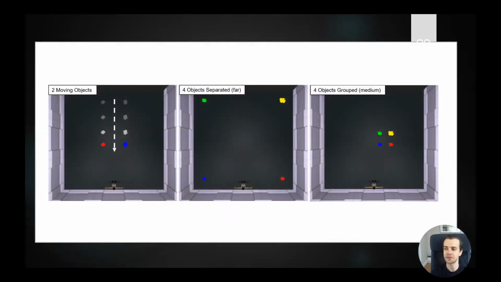So here we can see our three conditions. On the left, the two moving objects. On the middle, the four objects separated in what we call the far distance from the center. And on the right, four objects grouped together in what we call the medium distance from the observer. It's important to note that we opted not to use raycast as a selection tool to avoid confounding, and rather we asked the participant to tell the color of the object they wanted to select. We did screen our participants for color blindness before the study.